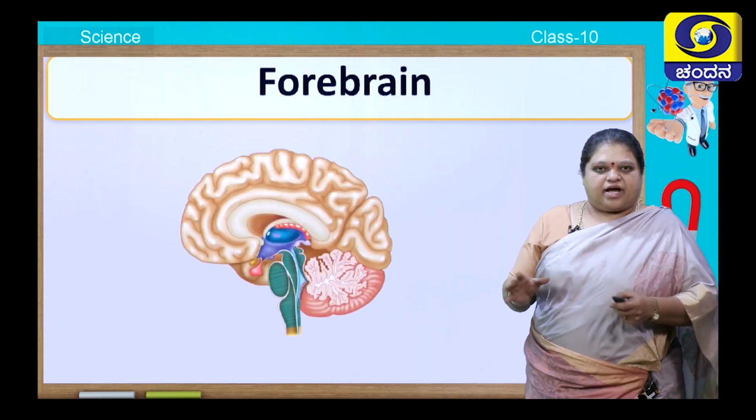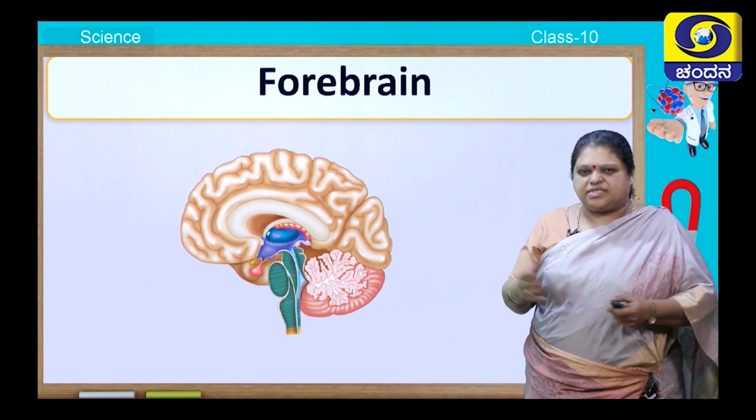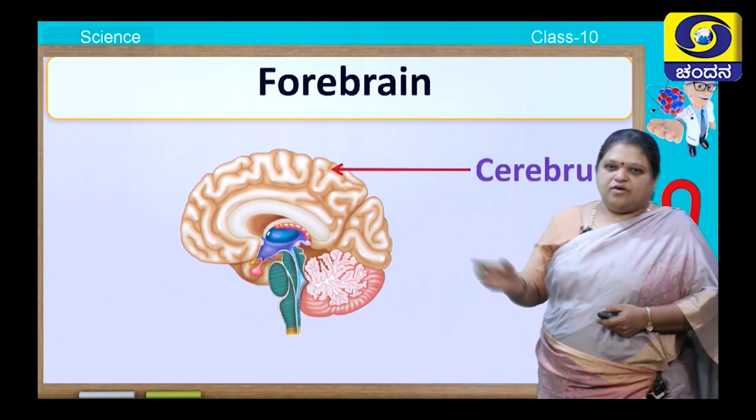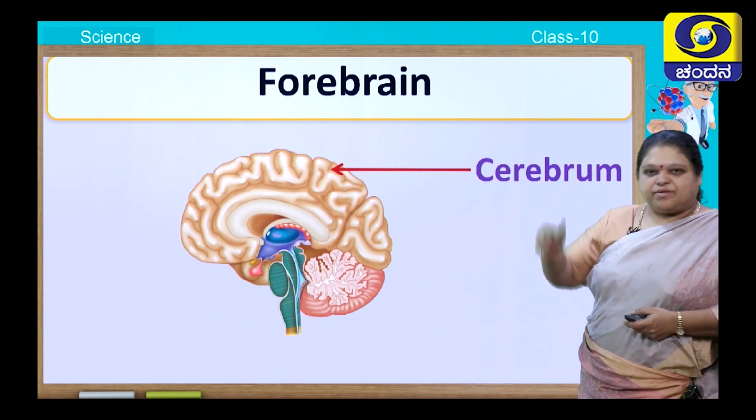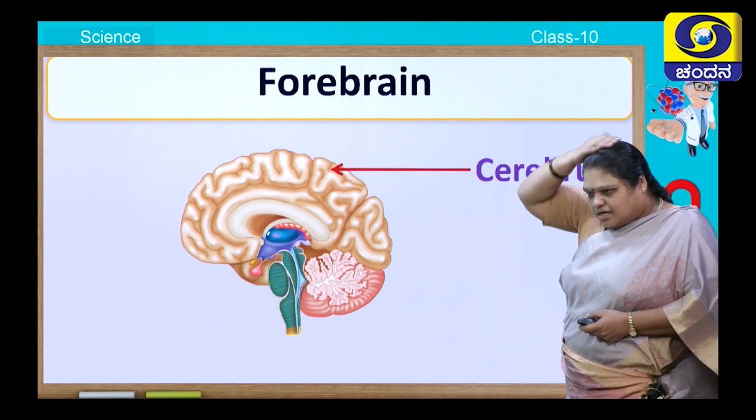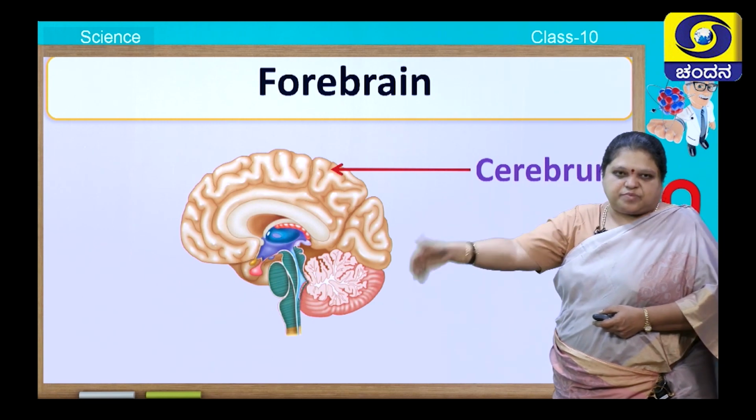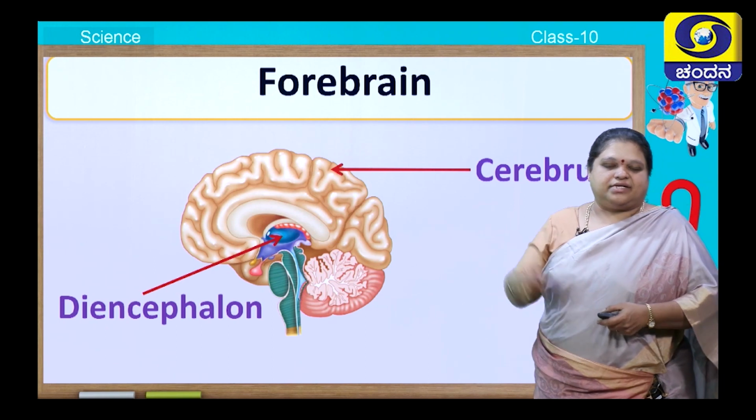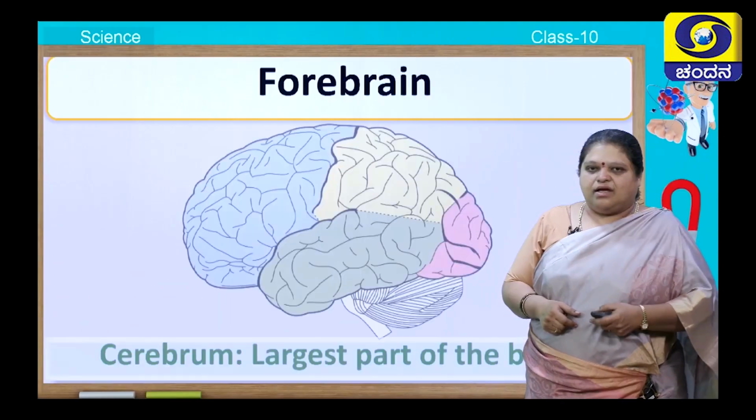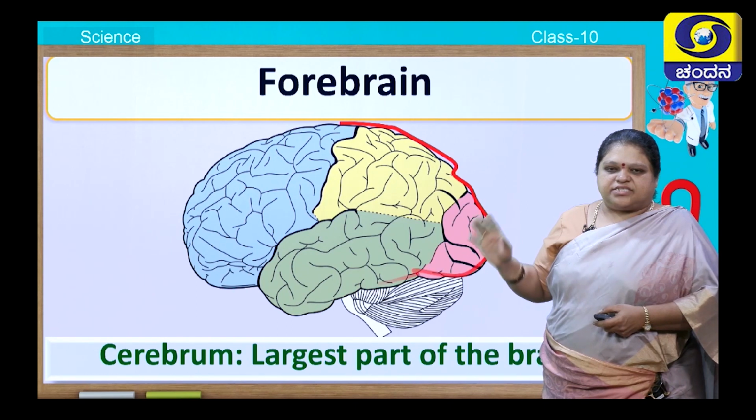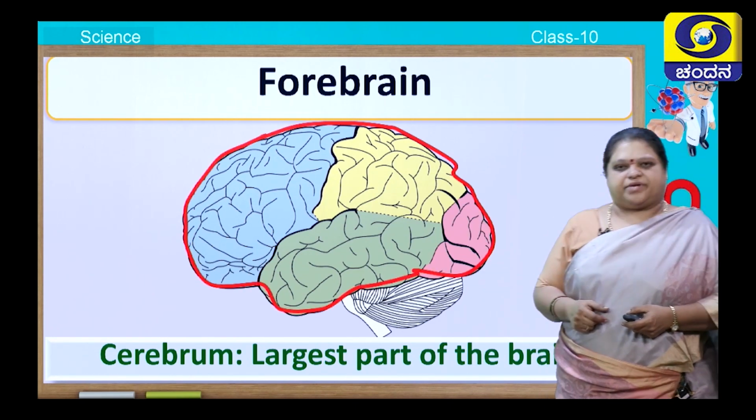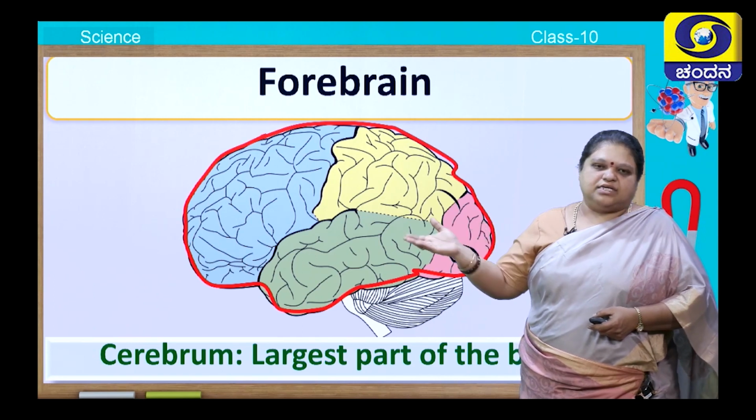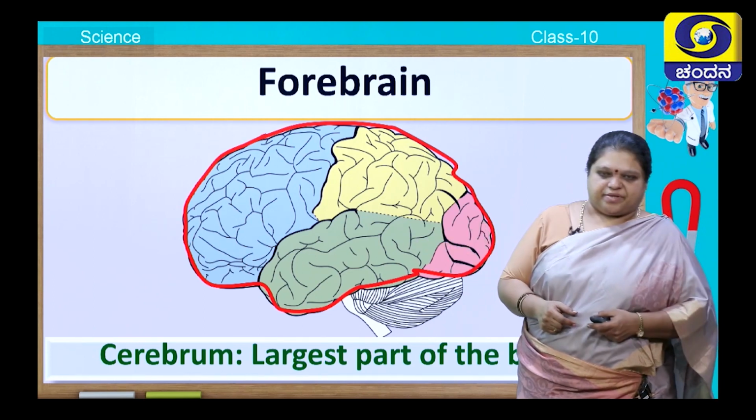Next, coming to the forebrain. This is the biggest part of the brain. In that, what parts are there? Let us see. Forebrain is made up of cerebrum. Cerebrum starts from here, ends up to here, so it is largest part of the brain. Next, below that cerebrum you find diencephalon. So these two parts are there. So, cerebrum is the largest part of the brain. You can see that nearly 80% of the brain is occupied by this cerebrum.